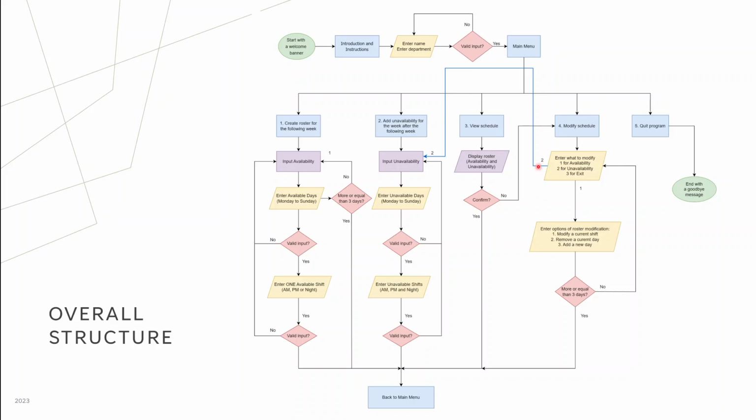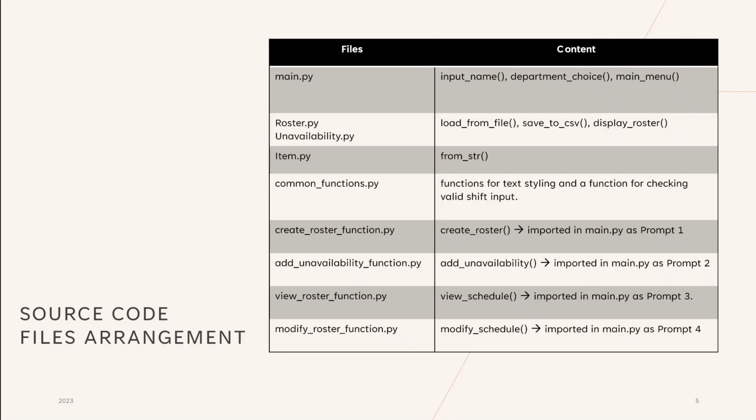If users select option 2 to modify their unavailability record, they will have two options. One is to keep their current record. Second is to redo their unavailability from scratch, which will prompt them back to the second prompt, add unavailability. Lastly, there's only one way to exit the program completely, which is by selecting the fifth prompt in the home menu. Okay, so let's move on to the explanation of the source code.